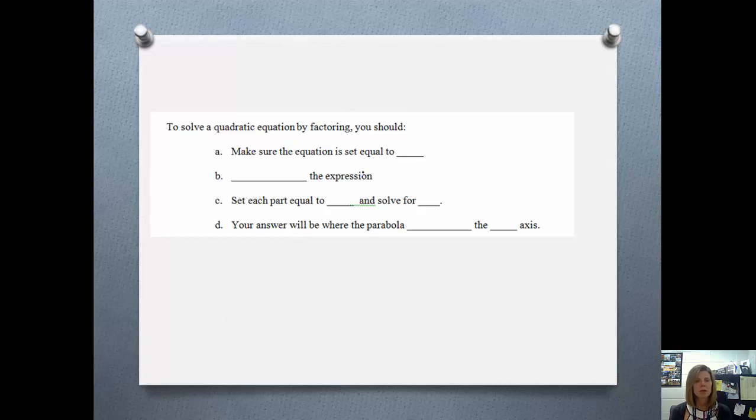First of all, we need to make sure the equation is set equal to 0, just like we do when we are solving by graphing. The next thing we want to do, if we want to solve by factoring, is factor, and hopefully the expression will be factorable. After that, we're going to set each part equal to 0 and solve for x. And when we do that, we are actually using the zero product property. And then after that, your answer will be where the parabola or the quadratic hits the x-axis.